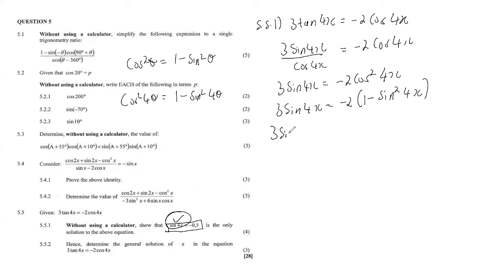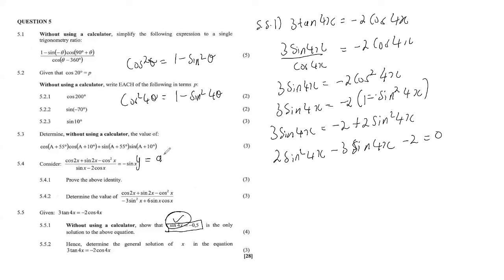Then this will be 3 sine 4x is equal to negative 2 here, and then this will be positive 2 sine squared 4x. Now looking at this, if we take all this to that side, this is 2 sine squared 4x minus 3 sine 4x minus 2 is equal to 0. We now have something expressed in the quadratic format, which is ax squared plus bx plus c. You can see here your a being represented by the 2, your b by negative 3, and your c being negative 2.